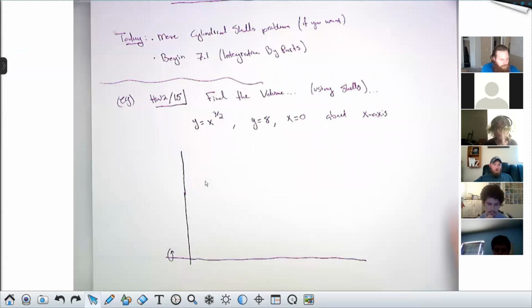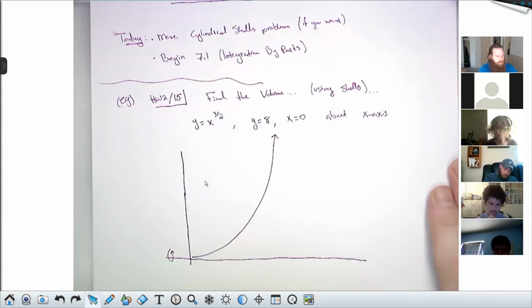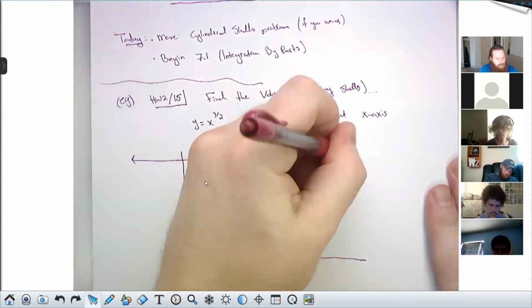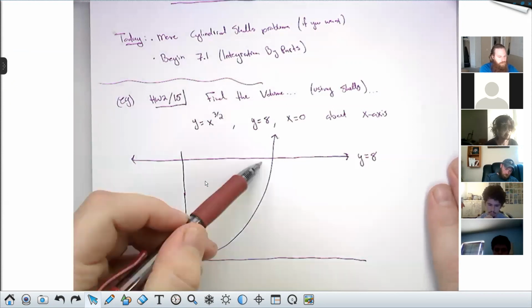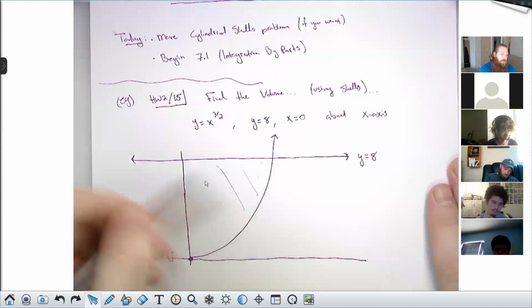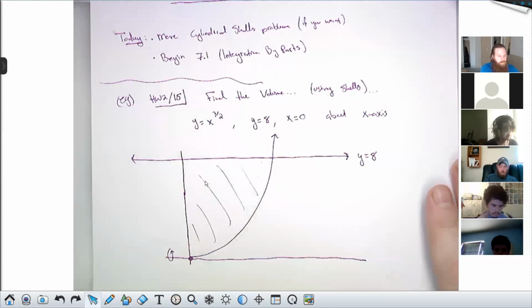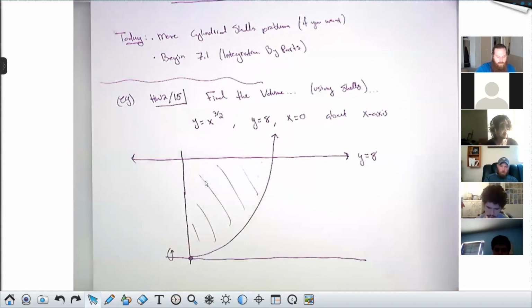So my curve here looks something like this. Certainly 0 to the 3 halves is 0. And then I've got the horizontal line y equals 8. I'll draw that in like this. I want to rotate about this axis, right? So my region here looks like this, and I want to rotate about this axis, which is a horizontal axis. So using the method of cylindrical shells, is my strip going to go in like this or like this? Do I orient my strip horizontally or vertically? That's the rule.